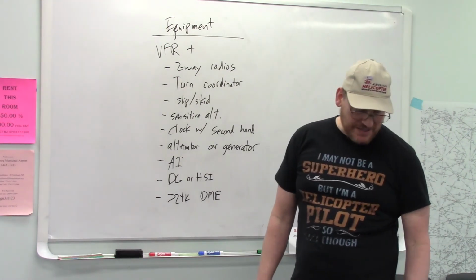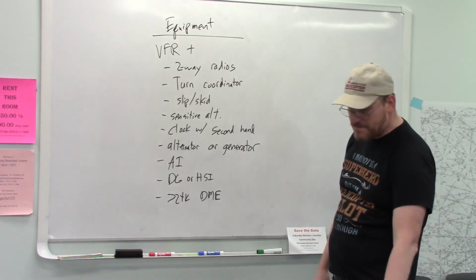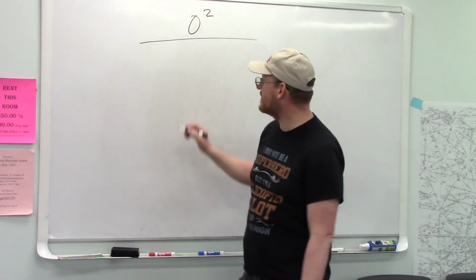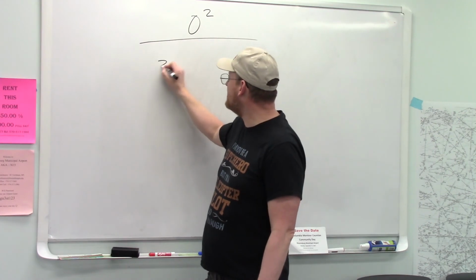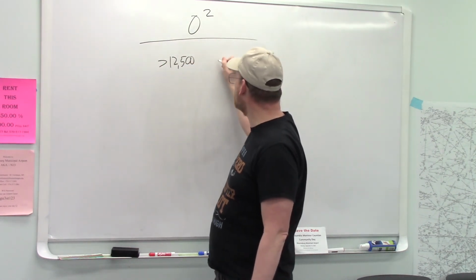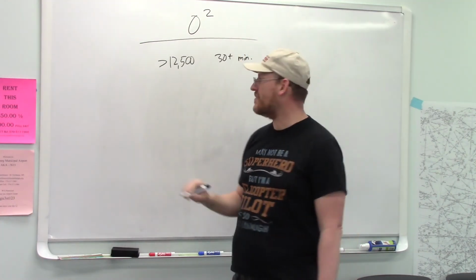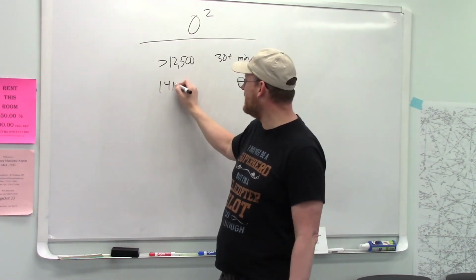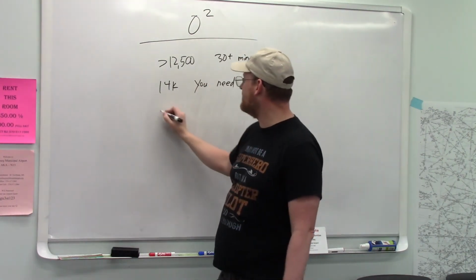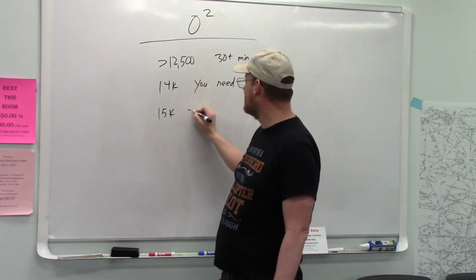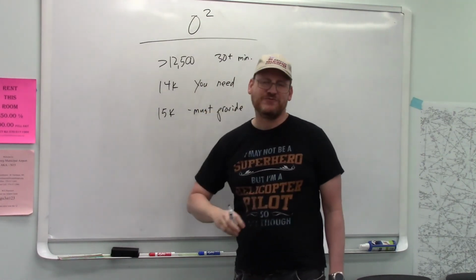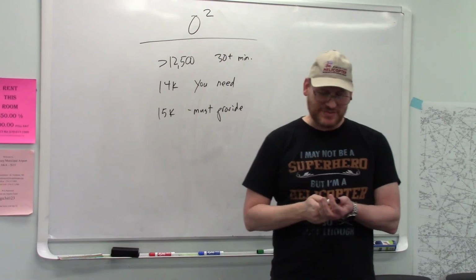Other things that Rod talks about, oxygen. So oxygen is required if you're above 12.5 for more than 30 minutes. But below 14K, where you need oxygen, and 15K, where you must provide it to your passengers. You can't force them to use it, but you have to provide it.